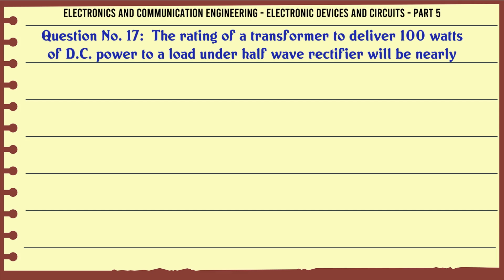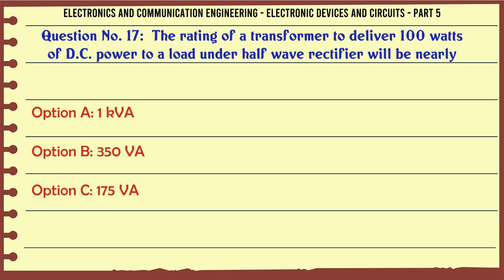The rating of a transformer to deliver 100 watts of DC power to a load under half-wave rectifier will be nearly A: 1 kVA, B: 350 W, C: 175 W, D: 108 W. The correct answer is 350 W.